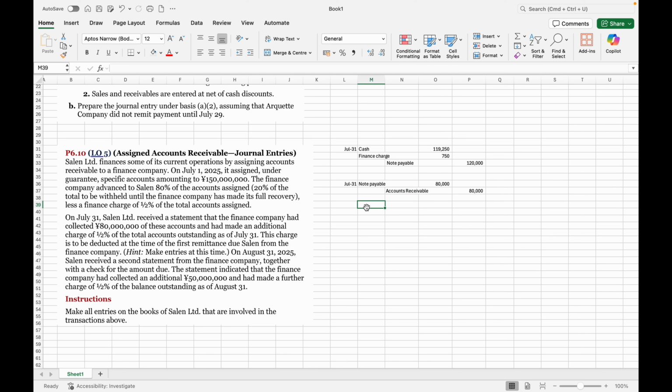However, it also says that the company had made an additional charge of 0.5% of the total accounts outstanding as of July 31st. However, this charge is not paid immediately, it's paid only later, so we have to recognize the payable account. And first we have to calculate the total accounts outstanding as of July 31st. And to do that, we have to simply do this.